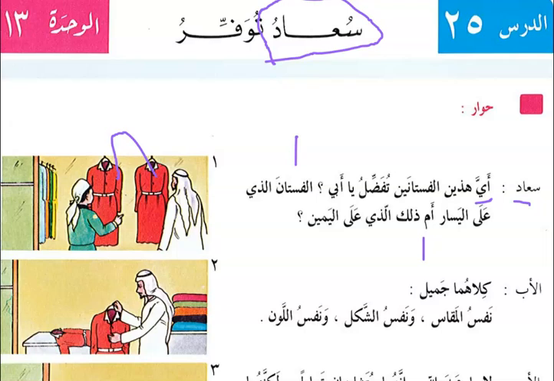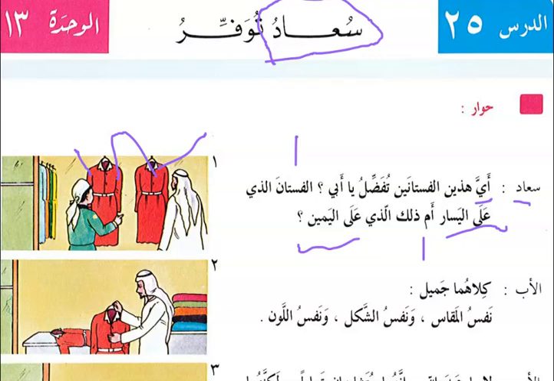Which fustan do you like? Which dress do you like? The right one or the left one? على اليسار means left. على اليمين means right. Do you prefer the right one or the left one? Which one? Suad is asking her father.